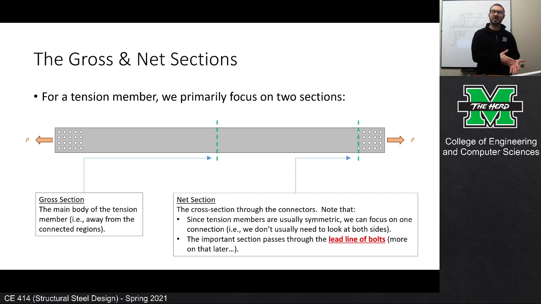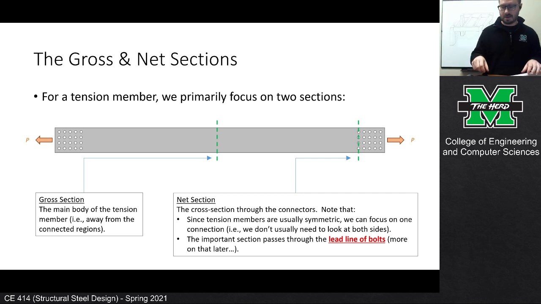And so we have two names for those. We call that the gross section and the net section. The gross section being, if I samurai sworded or lightsabered through the main body of the member, what is the section that I'm looking at? That's the gross section. The net section is what it would be like if I samurai sworded or lightsabered through the section right there at the connection.